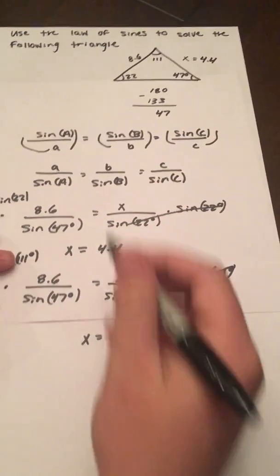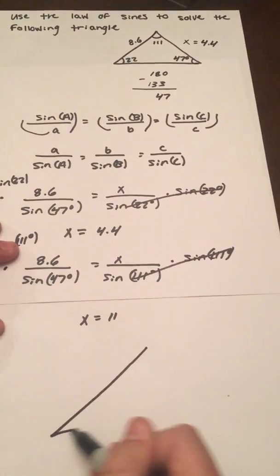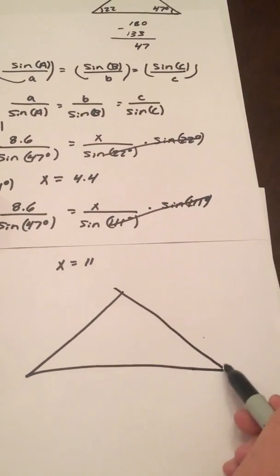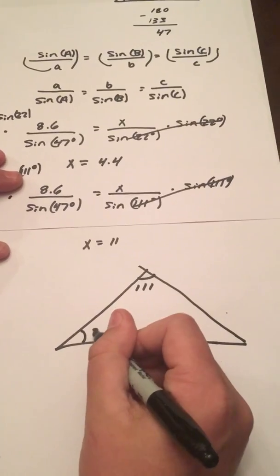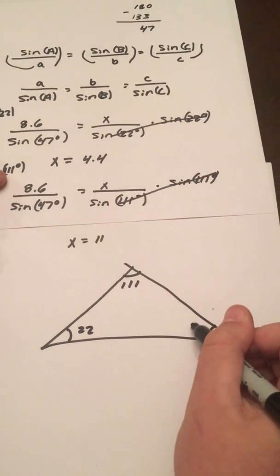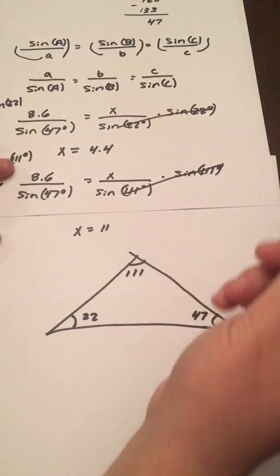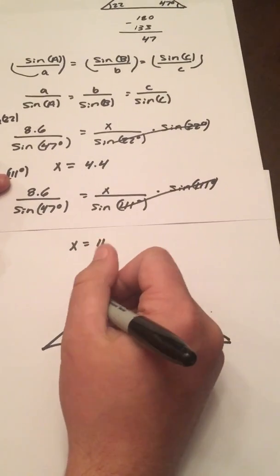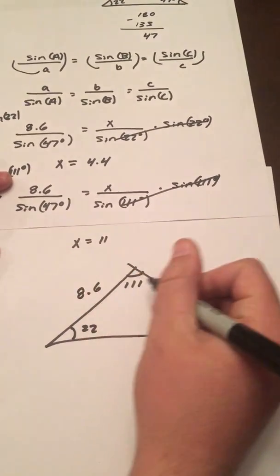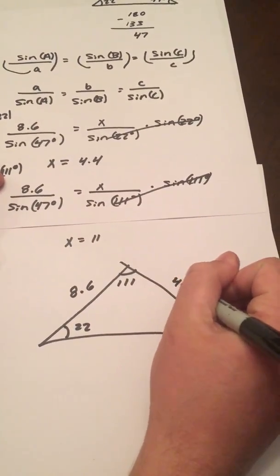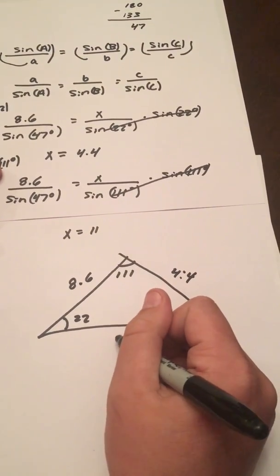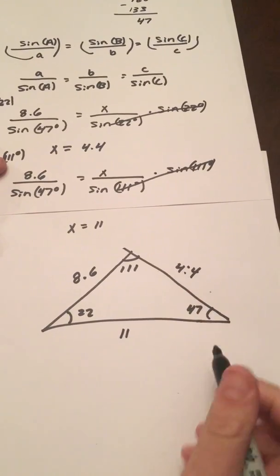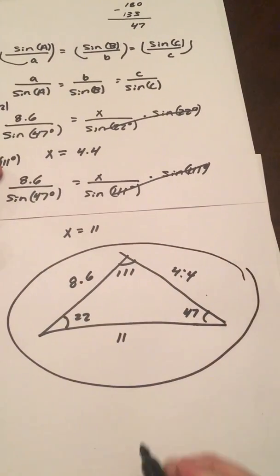So now, given all the information needed, we just solve the triangle. So this angle is 111, this one is 22 degrees, and this one is 47 degrees. Now, all this work right here gets us to what we need. So we know this side is 8.6, we know this side is 4.4, and this side right here is 11. And that is how you use the law of sines to solve for a triangle.